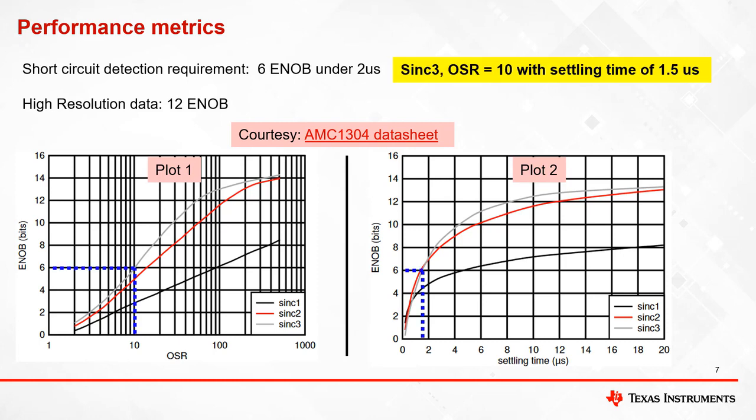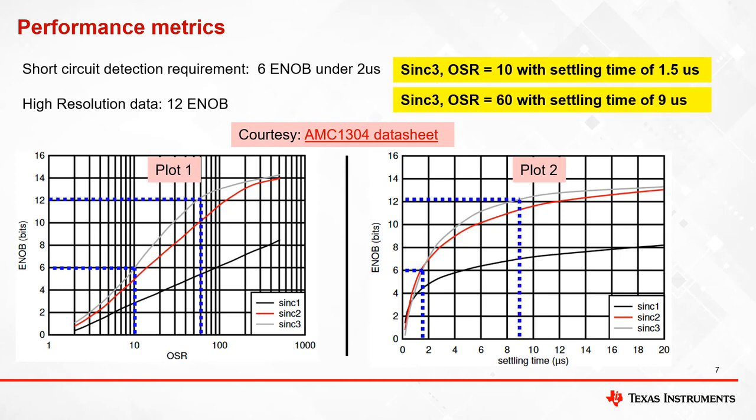It is clear from plot 1 that Sinc 3 filter with OSR of 10 provides 6 ENOBs. And second plot shows that 6 ENOBs takes 1.5 microseconds of settling time. So, Sinc 3 filter and OSR of 10 would satisfy short circuit protection requirement. For high resolution data, Sinc 3 filter with OSR of 60 provides 12 ENOBs with a settling time of 9 microseconds. These two plots should help developers decide on selecting filter type and OSR settings based on their application requirement.